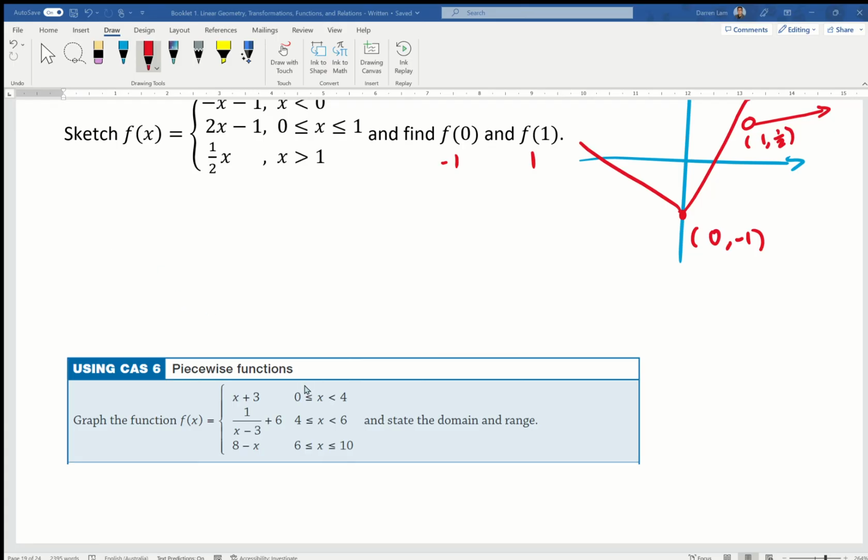I'll come to you in a second then. Any questions about that? I'm aware of the fact that I've been talking for too long. Is the second function 1 over x minus 3? 1 over x minus 3, and then the right plus 6. Yeah. I'll show you that screen in a moment, yeah?